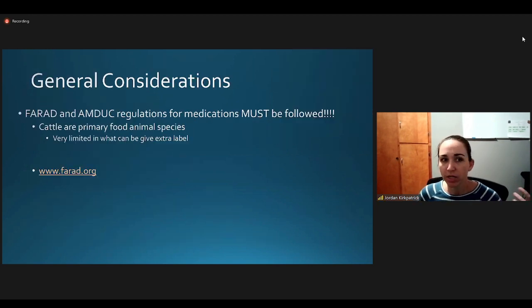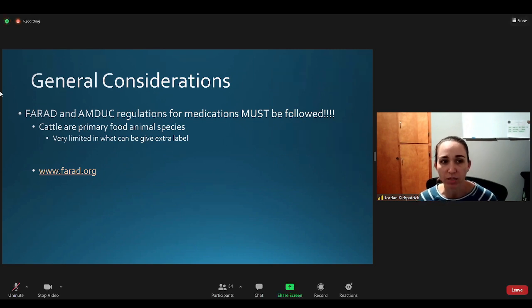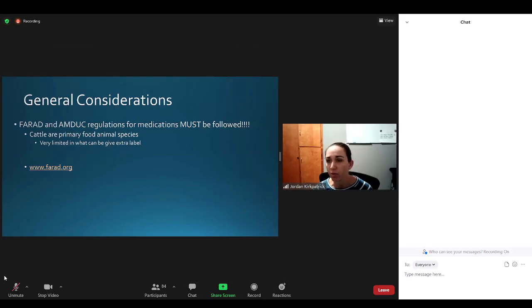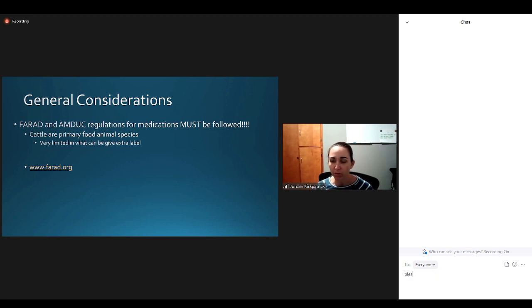As I said earlier, some general considerations. I don't know what governing body you have, but for us, it's FARAD and MDUCA that regulate what medications can be given, and they have to be followed. Cattle in this country are considered primary food animal species, so cattle, pigs, turkeys, and chickens, which means we have to follow the laws to a T.